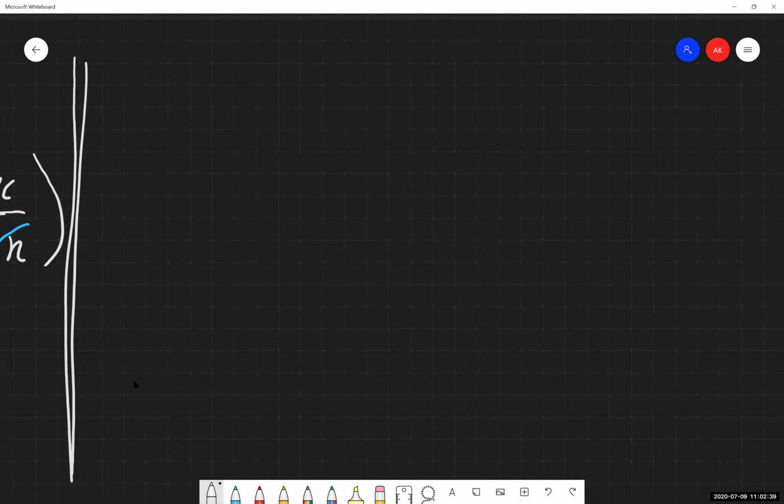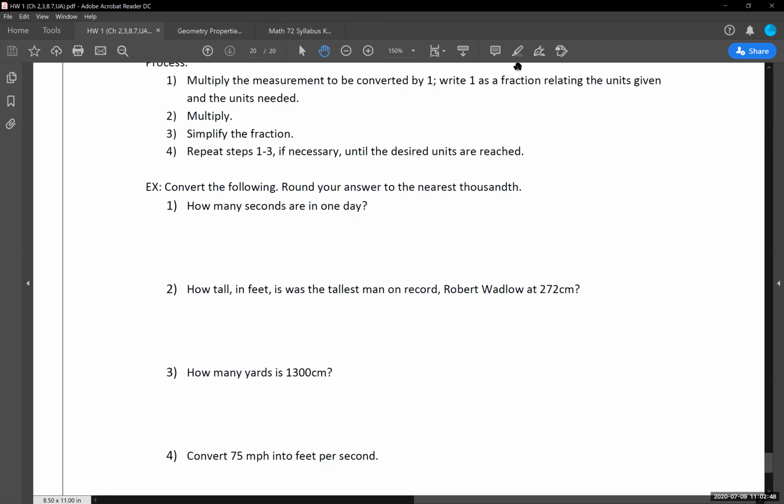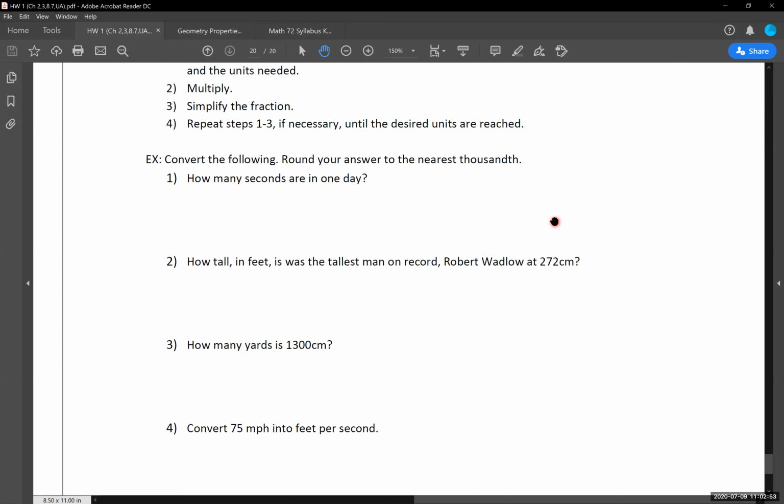So our first example used fractions to go through and solve this thing. Now I'm going to show you guys, I've heard it referred to as, again, the railroad method. I think it's just because of the organizational pattern. But you are more than welcome to use either the fractions or this other one that we're going to go through as we're solving these things. But our second problem is asking us, how tall in feet is the tallest man on record, Robert Wadlow, at 272 centimeters? Here's our problem.